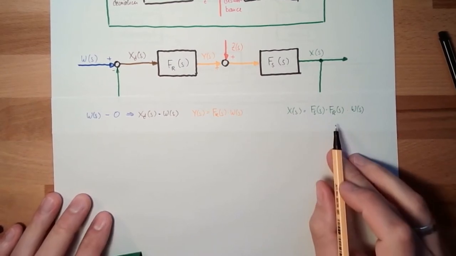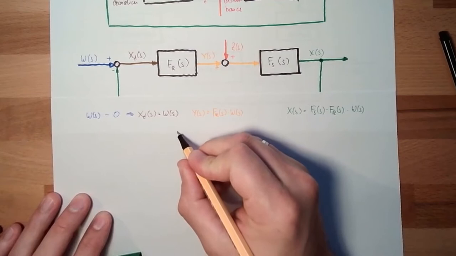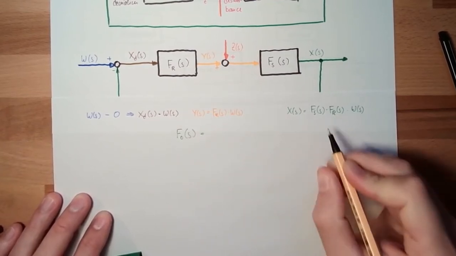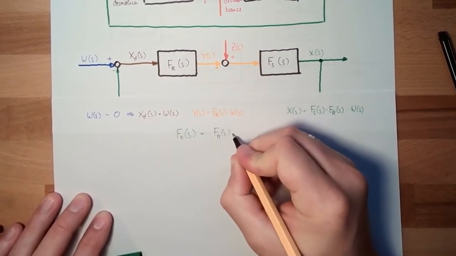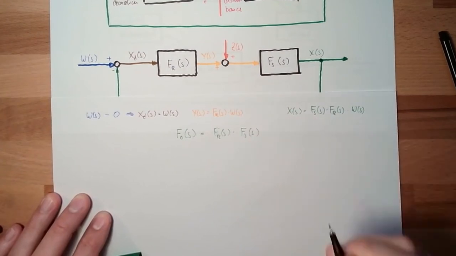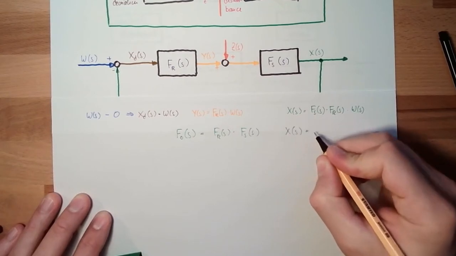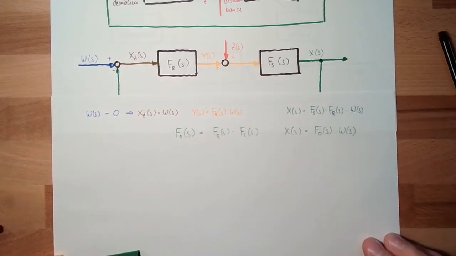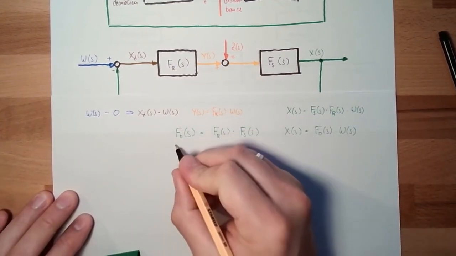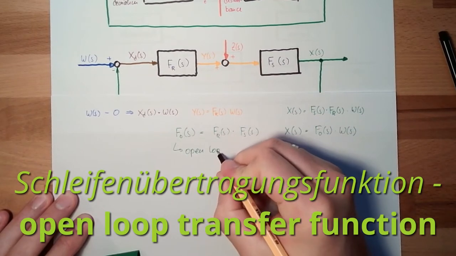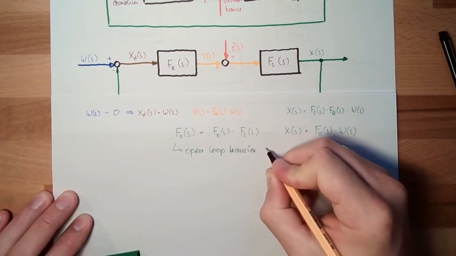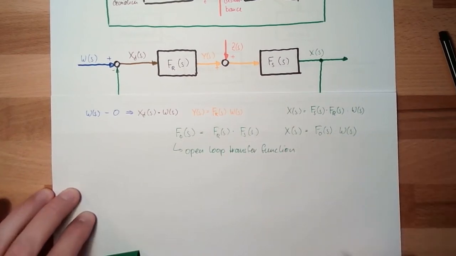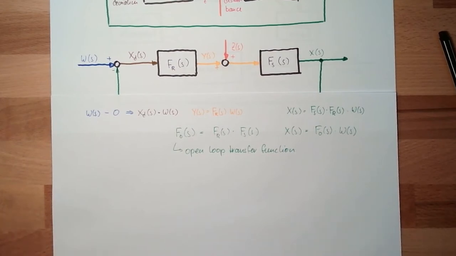And so we now know what the complete transfer function is, and this is called FO. Why? I tell you, this is FR multiplied by FS. So, X from S is FO from S multiplied by W from S, if we do have open loop, and this is exactly why this is O. So, this is the open loop transfer function. Now you might want to know, hey, how sensible is this, how meaningful is this? Well, see, it's quite meaningful. We will use this sometimes.